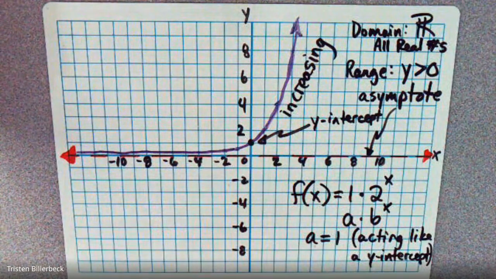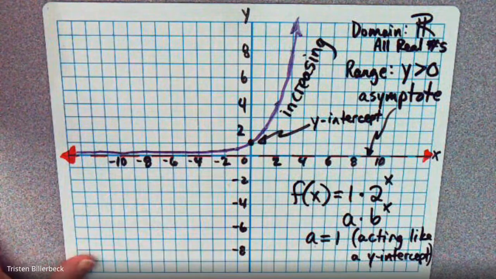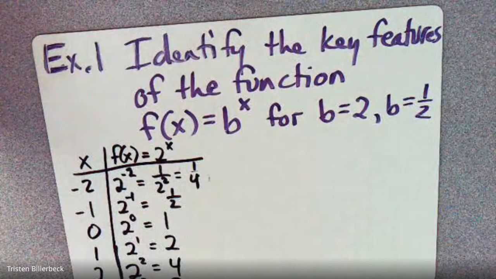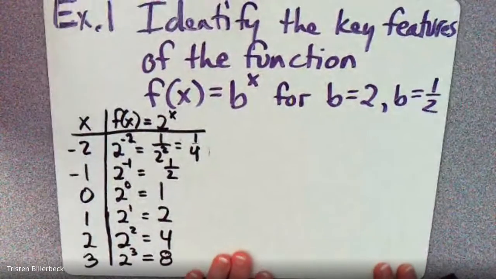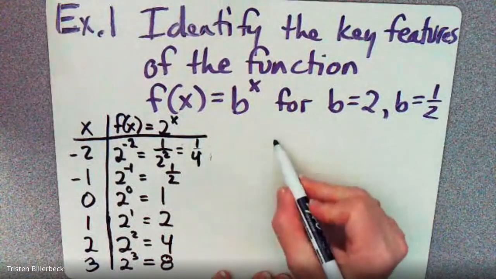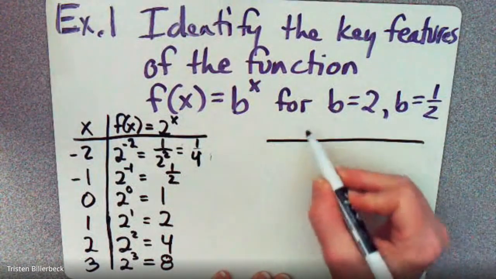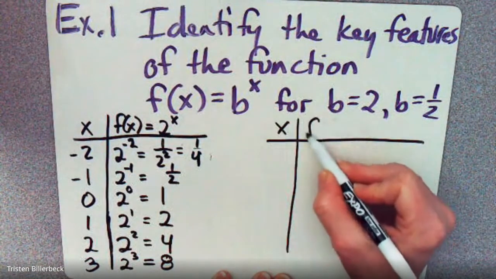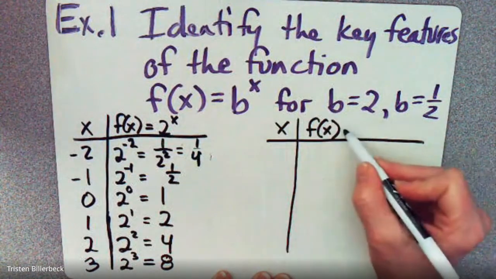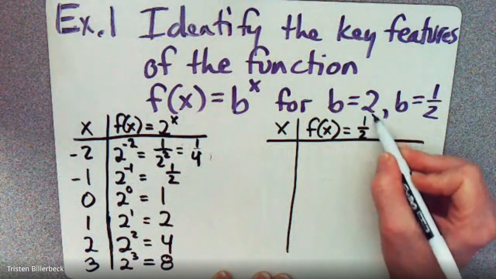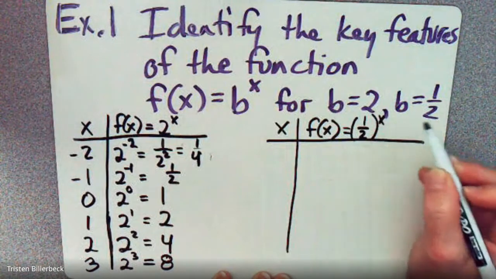All right, so we've really broken that one up. Let's take a look at the next function we were asked to look at. Okay, so let's make a similar table. We have x and we have f of x. And this time it's going to be 1/2 to the x.